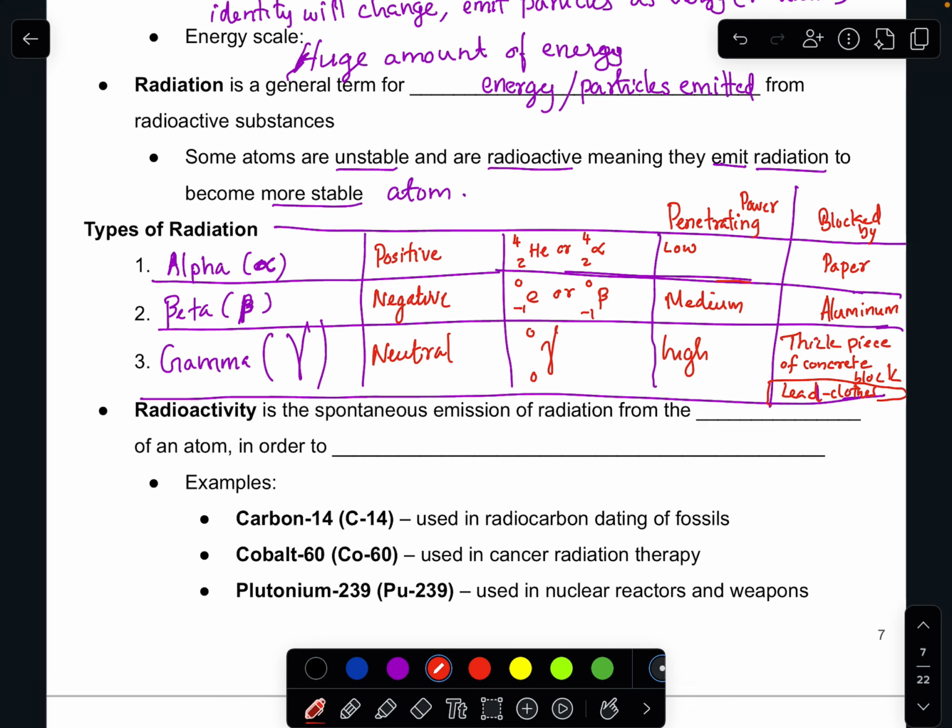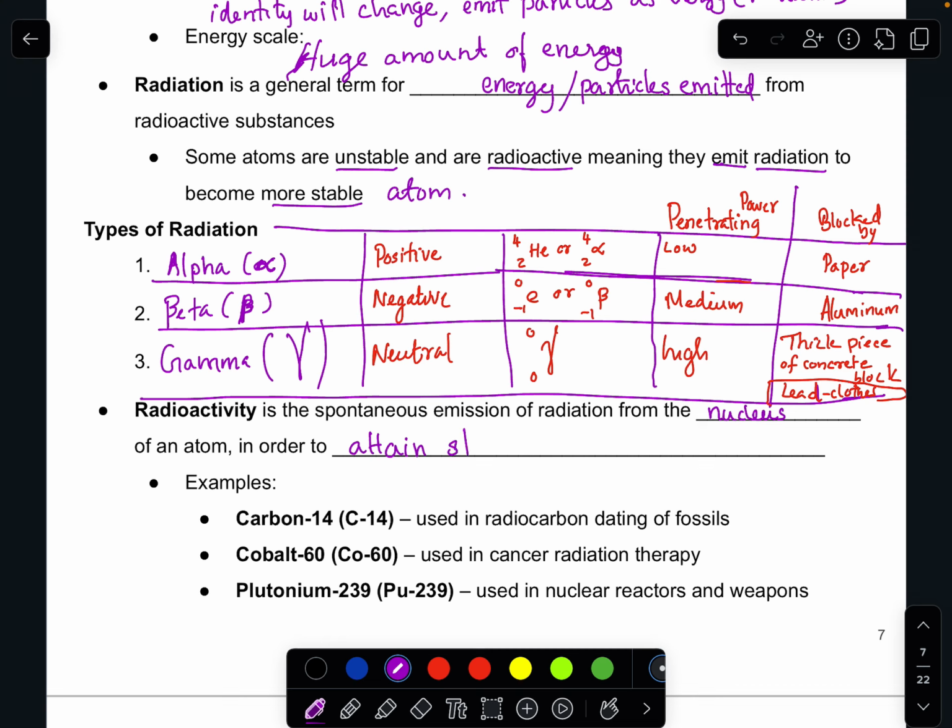So now, radioactivity is the spontaneous emission of radiation from where? It is emitted from the nucleus of an atom. Why are they emitting? Because they need to convert in order to attain what?